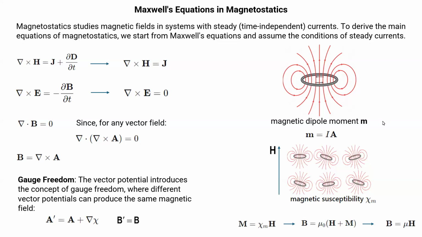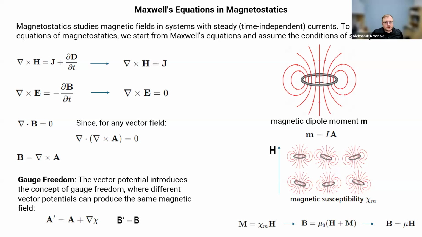Dr. Krasnok, I'm sorry to interrupt. So what you're saying is that this magnetic polarization, this M, is like an equivalent to the electric polarization just now, but because of the magnetic field. Correct. Yes. Okay. Okay. Thanks.